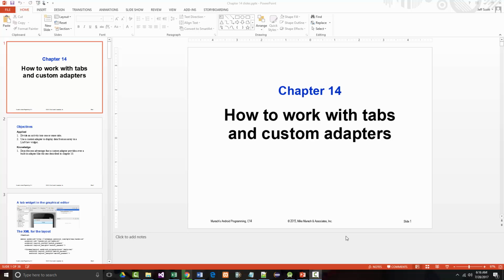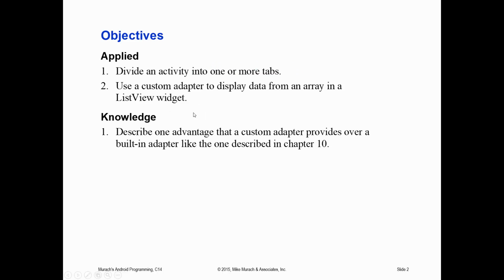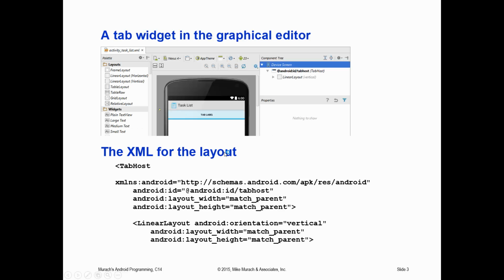Okay, so chapter 14, which again starts on page 435, is on how to work with tabs and custom adapters. We have 2 applied objectives and 1 knowledge objective. Our applied objectives: divide an activity into 1 or more tabs, and use a custom adapter to display data from an array in a list view widget. Our knowledge objective: describe 1 advantage that a custom adapter provides over a built-in adapter, like those described in chapter 10.